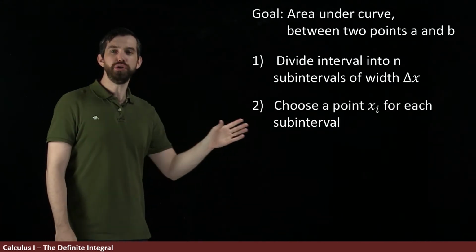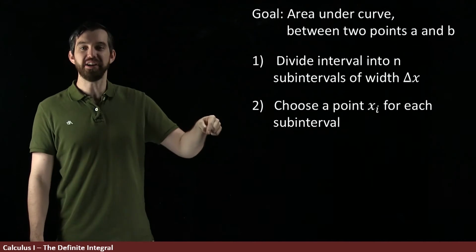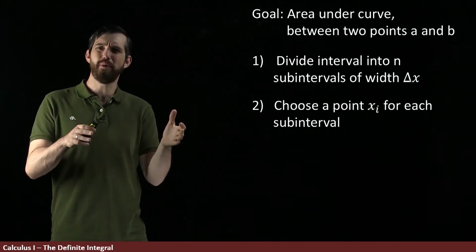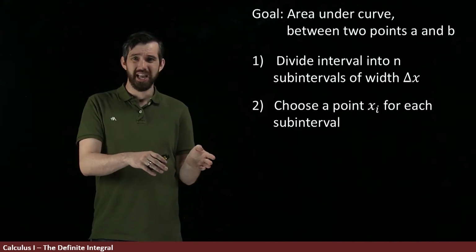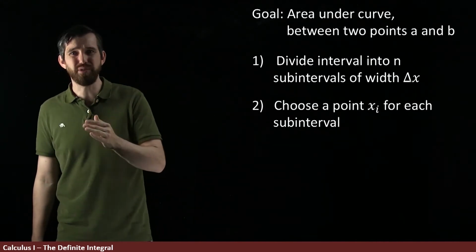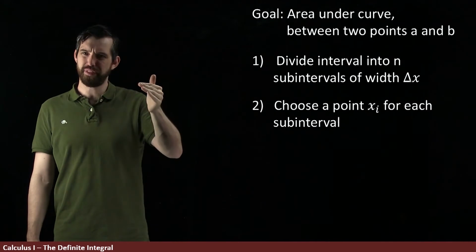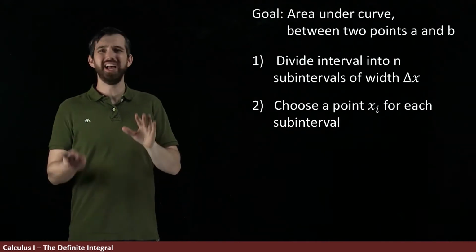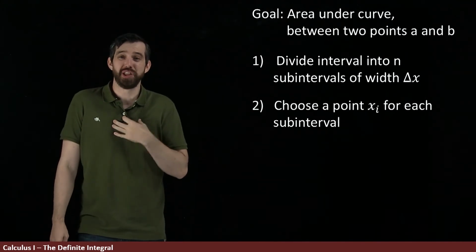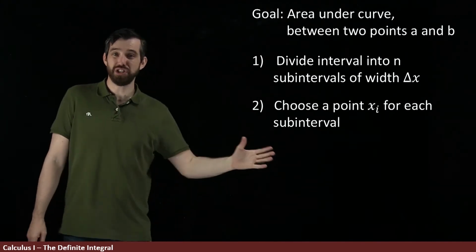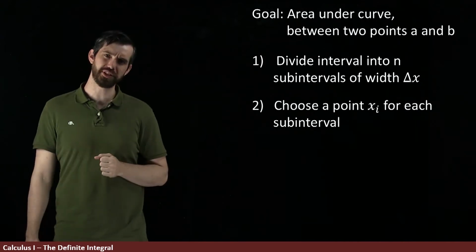Then we're going to choose a point xi inside of each subinterval, and we've seen there's a couple possibilities. You could choose the left endpoint, you could choose the right endpoint. If you want to, you could choose the midpoint, you could choose the maximum value of the function, the minimum value of the function. There's actually quite a lot of different possibilities, but I usually just like to choose the right endpoint. But nonetheless, you just choose some point in each of these different intervals.